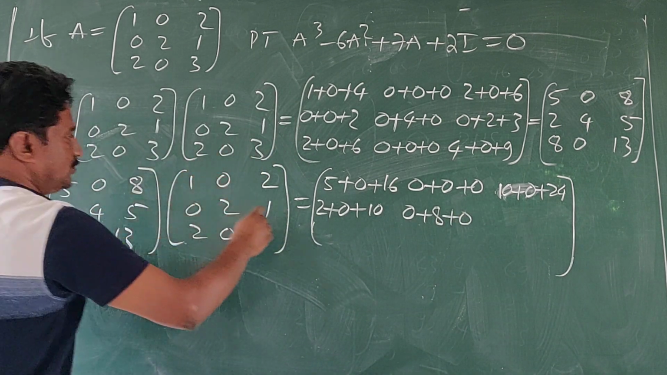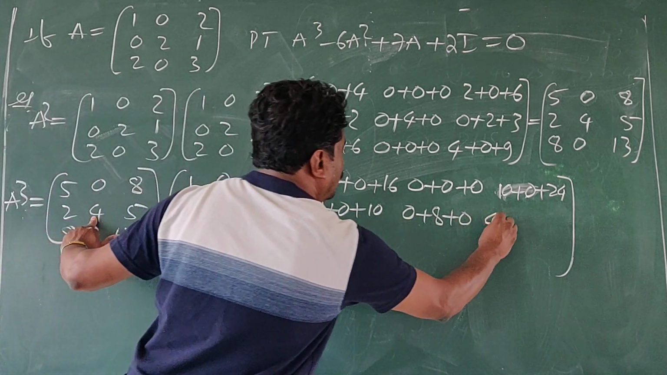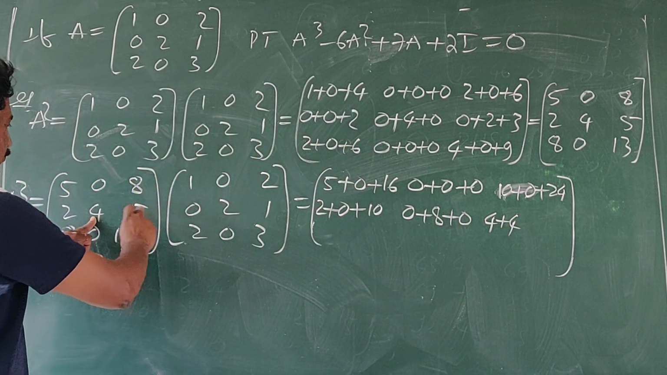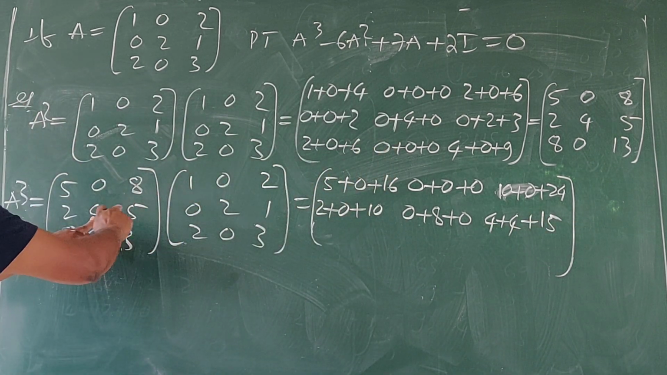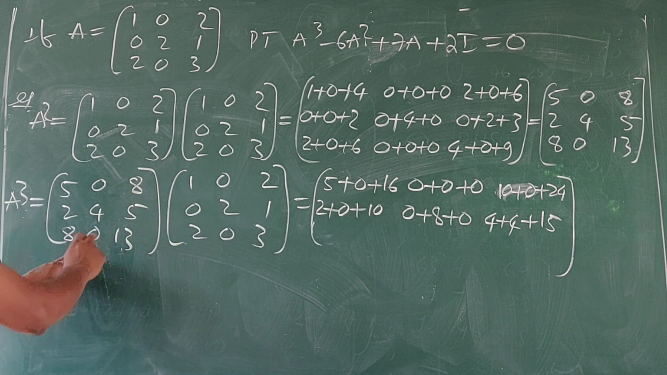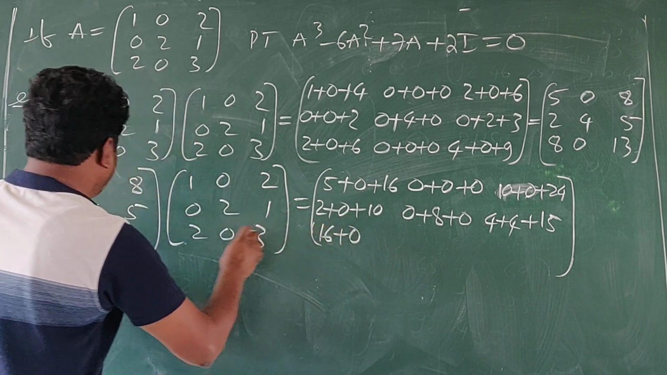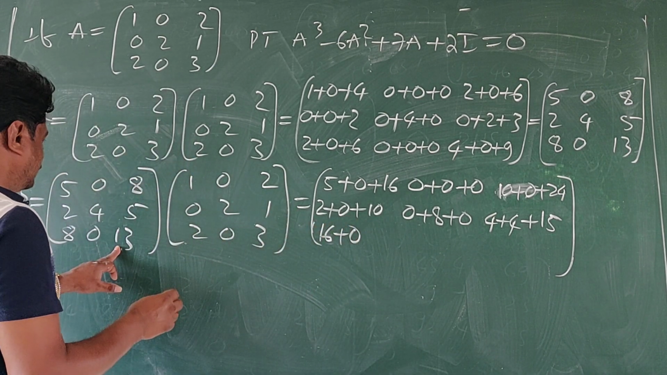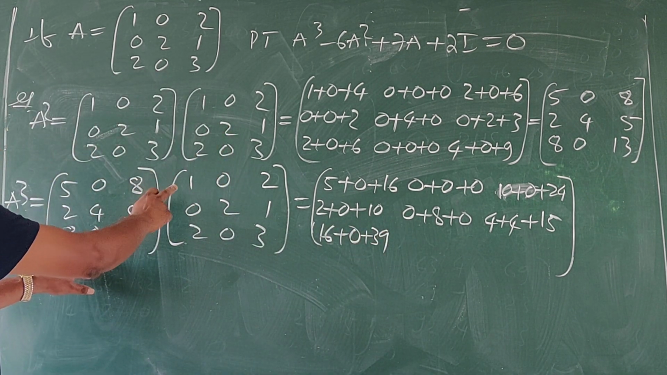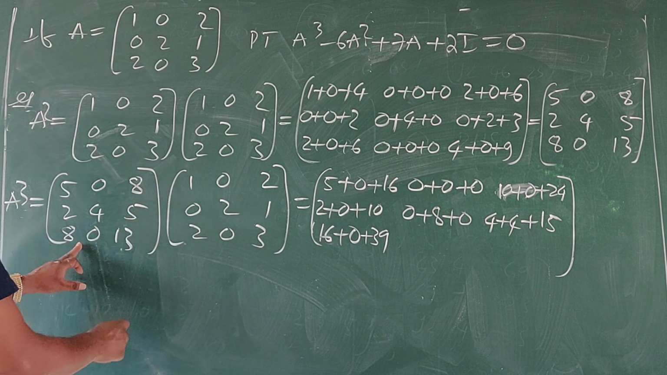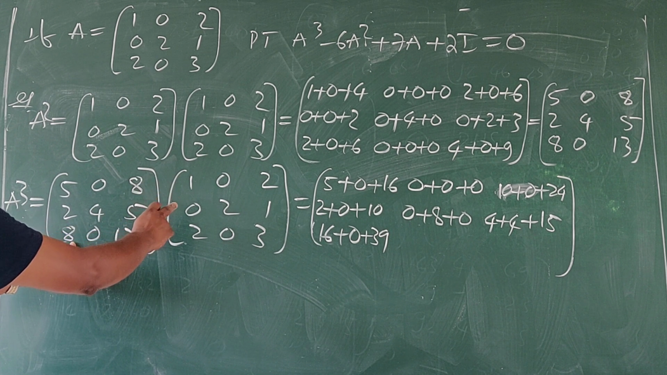Second row, third column: 2 2s are 4, 4 1s are 4, 5 3s are 15, so 4 plus 4 plus 15. Third row, first column: 8 2s are 16, plus 0, 13 3s are 39. Third row, first column: 8 1s are 8, plus 0.